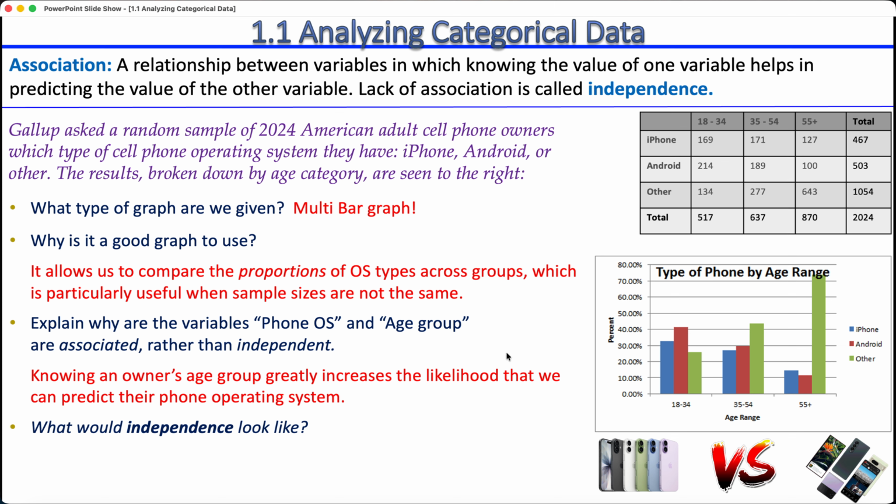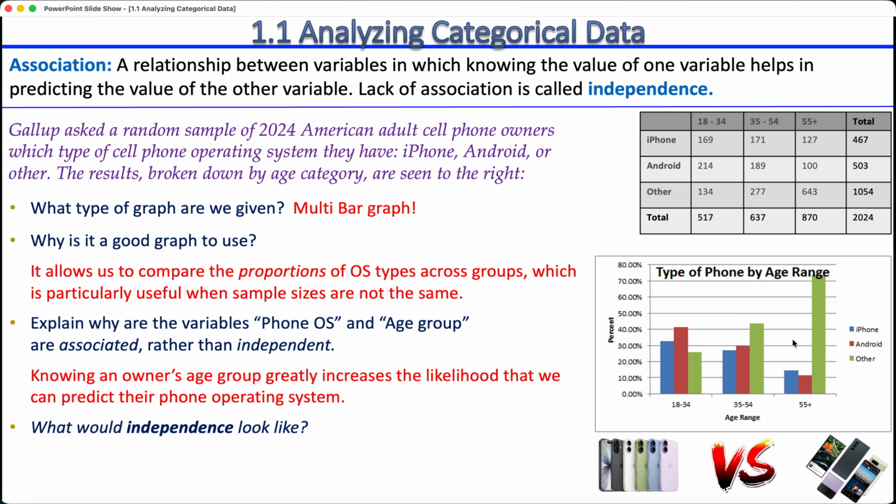Sure. And that begs the question, what if we couldn't? What if they weren't associated? What would the multi-bar graph of independence actually look like? If you're thinking, well, everything's the same, it'd be like 33%, 33%, 33% all across the board. Not really. You're close. You're onto something, but not really. What independence would indicate is that knowing someone's age group doesn't tell me anything about their cell phone operating system preferences or habits, right?